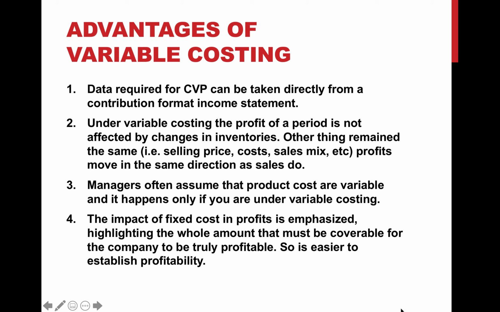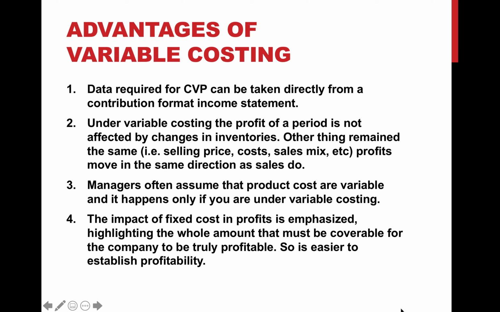Okay, you haven't noticed till now, but we have used this kind of costing pretty far, right? And you will see that you are pretty much familiarized with this kind of income statement. Under variable costing, the profit of a period is not affected by changes in inventory, other things remaining the same. I mean, selling price, cost, sales mix, etc. Profit moves in the same direction as sales do, because under variable costing we never apply cost of production that derives from variable expenses and costs into the products.